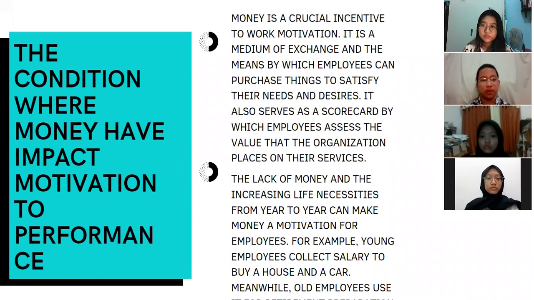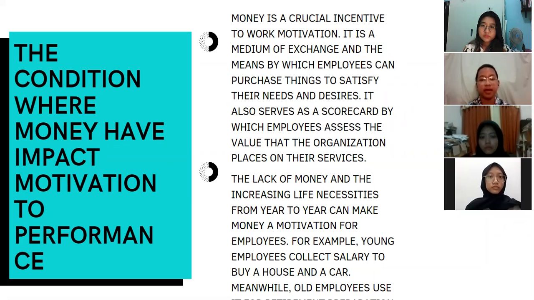The conditions where money has an impact on motivation and performance. Money is a crucial incentive to work motivation. It is a medium of exchange and the means by which employees can purchase things to satisfy their needs and desires. It also serves as a scorecard by which employees assess the value that the organization places on their services.